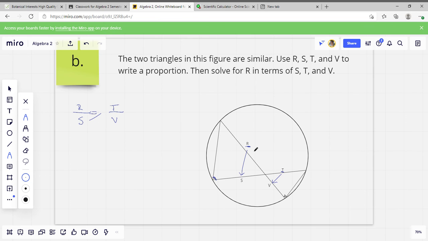And then I just got to cross multiply, so I get ST equals RV. And I'm supposed to solve for R. So I'm going to divide by V. And I get R equals ST over V. And there's the answer to that one. Those are really easy.